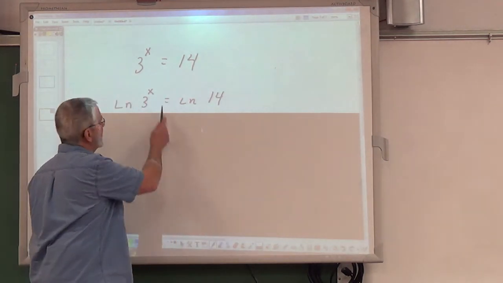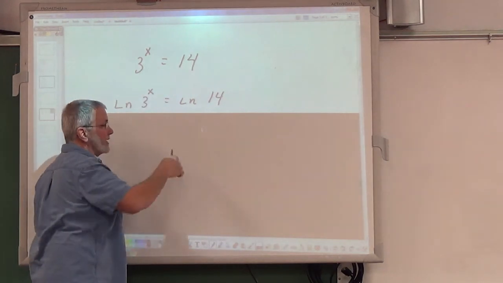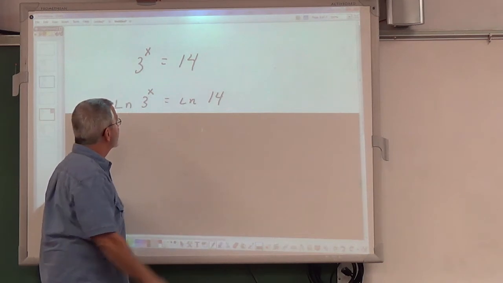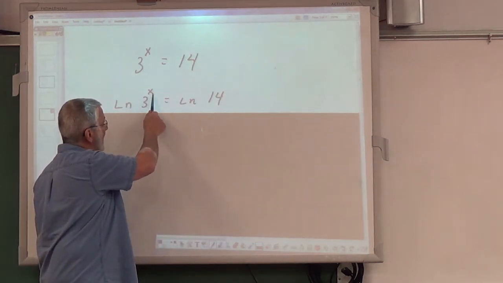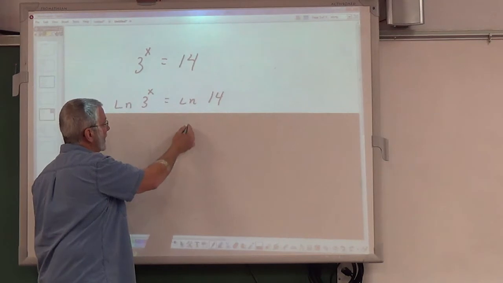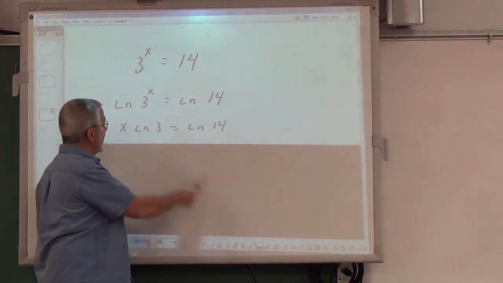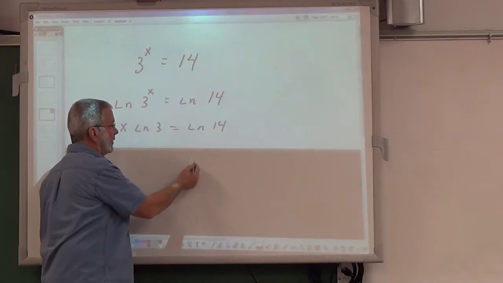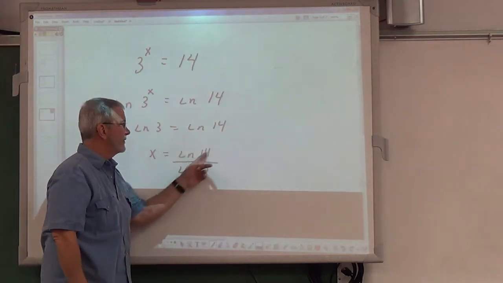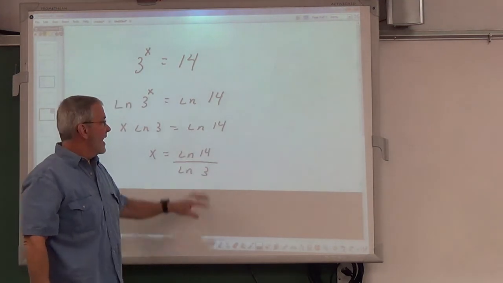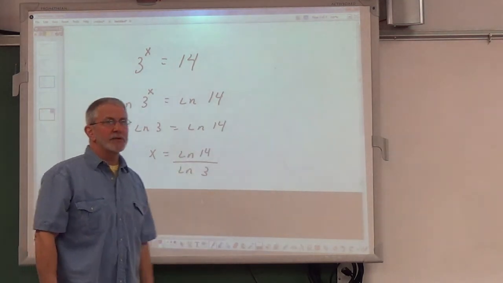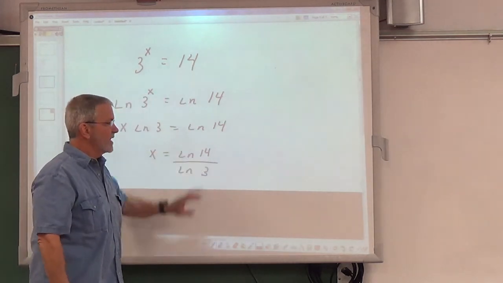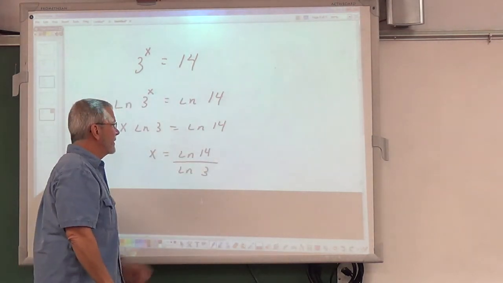So now at this point, I'm going to use that property that I said was going to be very prevalent in solving logarithm equations. And if I have log base 3 to the x, I'm going to bring that x down in front. So now I have x times ln of 3 is equal to ln of 14. Simply divide by ln of 3. And x is equal to ln of 14 divided by ln of 3. And that's the precise, exact mathematical answer. If you want to estimate this to 3 decimal places with your calculator, you could.